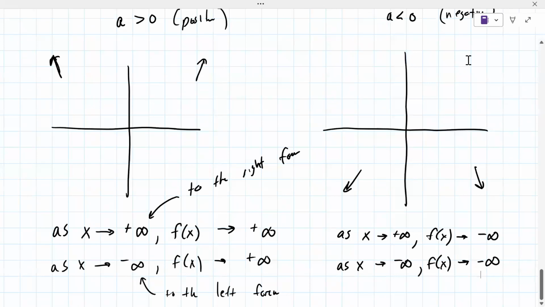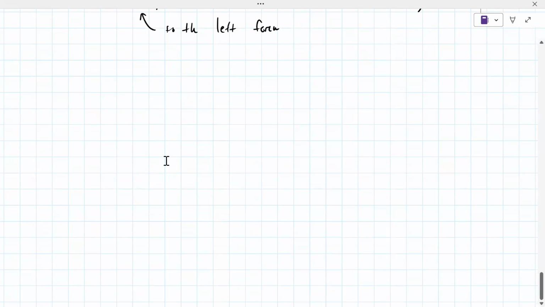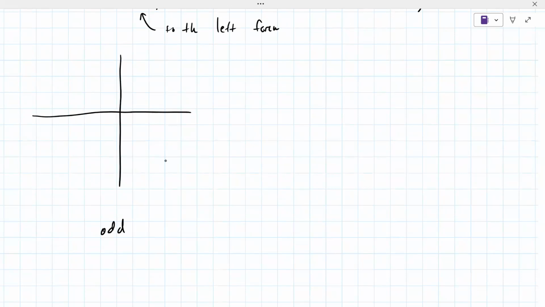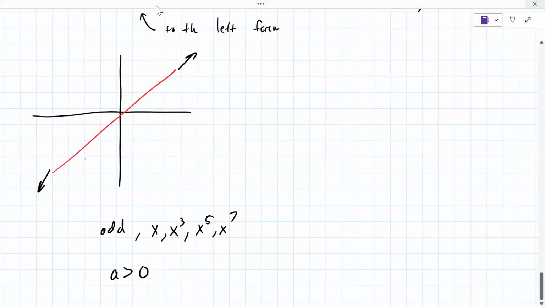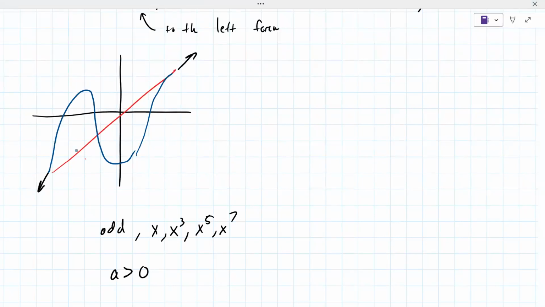Is that okay so far? Sorry, I know this is a lot of lecturing, but the problems are not that difficult after you get all this information down. So the other possibility is that you have an odd degree polynomial, something like x cubed, x to the fifth, x to the seventh, with leading coefficient positive. So this one starts low and ends high. In the case of a line, it's just a straight line, but it could go up, then come down, and then go up again.